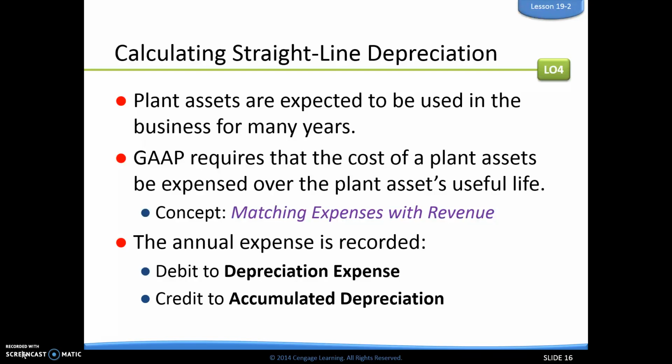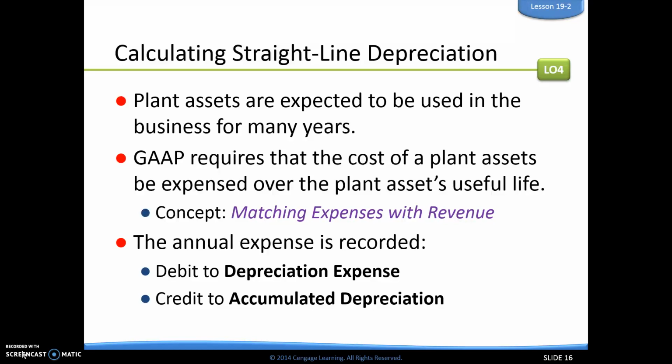And we know now that plant assets, because of their cost, how expensive they are, businesses expect that they are going to be able to be used by the business for many years. And because of that, GAAP requires us to expense the cost of a plant asset over their entire useful life. And that is because we have that accounting concept that matches expenses with revenue. So if revenue is made by an asset, we also have to match the expenses with that asset in the same time period where it earns revenue.